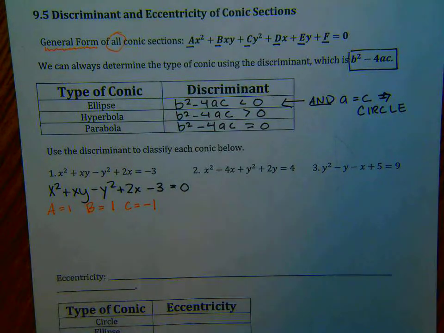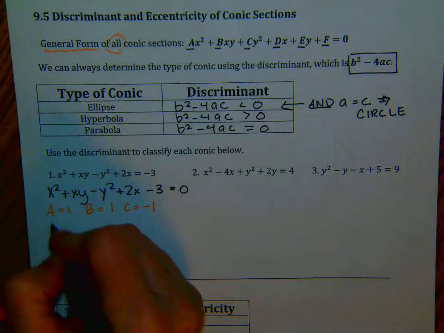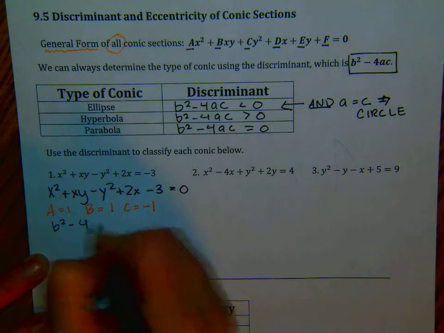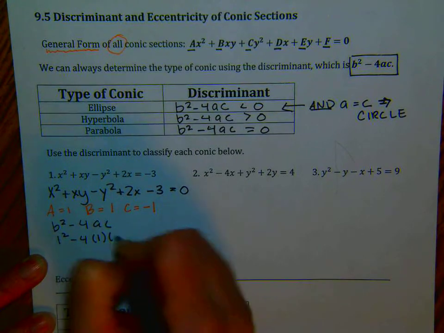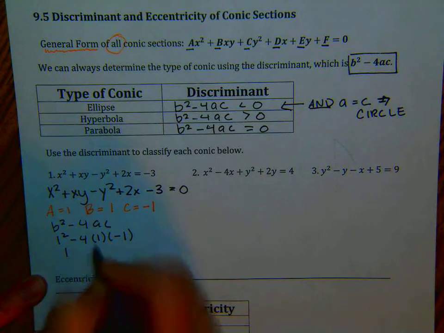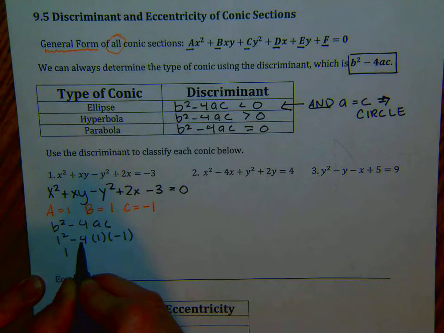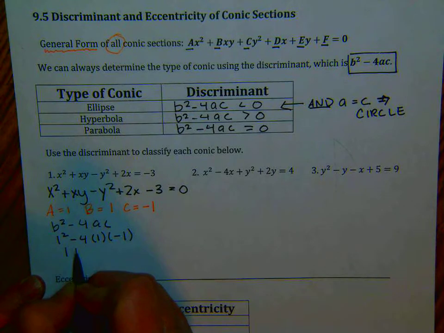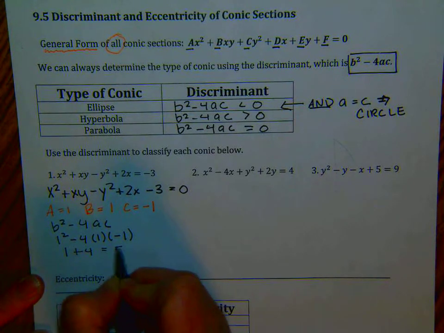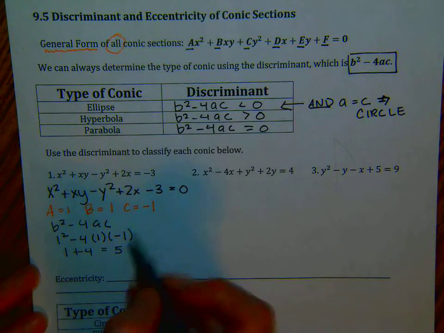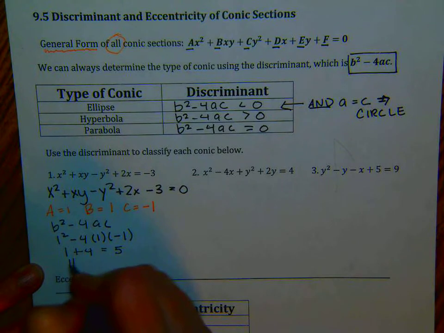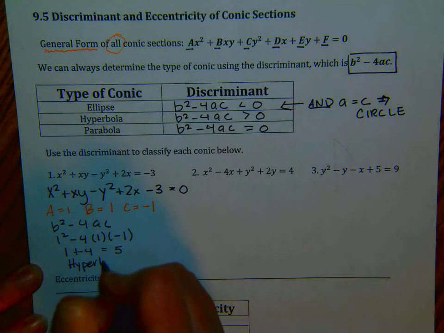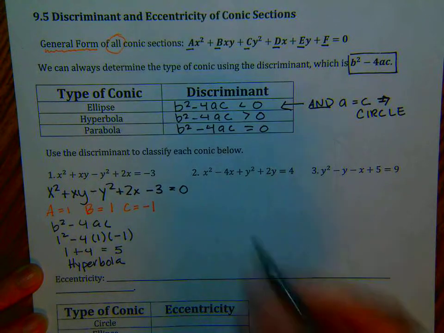So now we're going to figure out our discriminant. Okay, so we have b squared minus 4ac. So that's going to be 1 squared minus 4 times 1 times negative 1. So a negative times a negative is a positive. So 1 plus 4 equals 5. So for this conic, we know that the discriminant is greater than 0, so this is a hyperbola. See? A little bit of work, but okay.